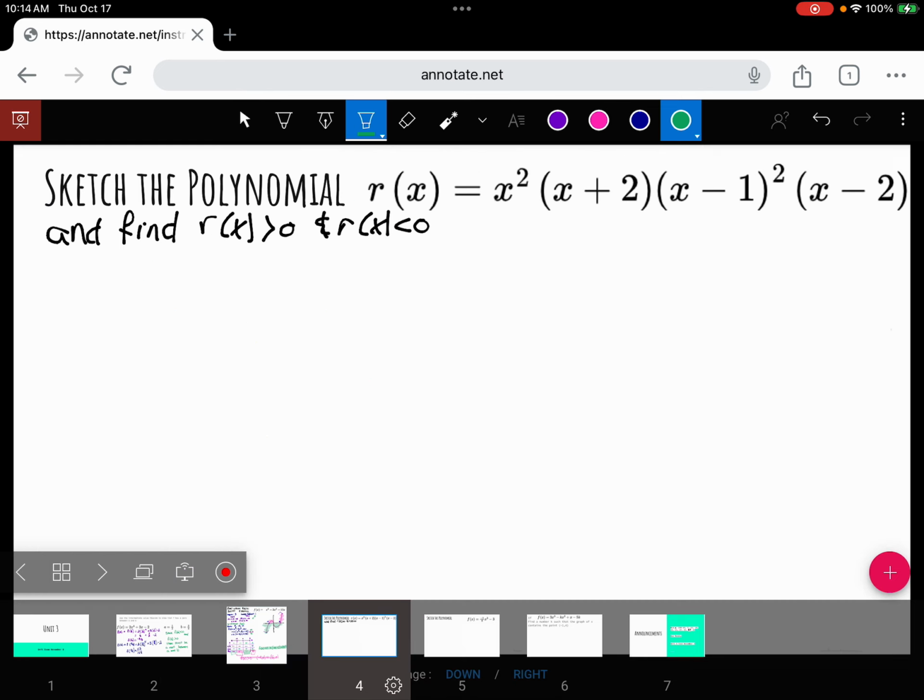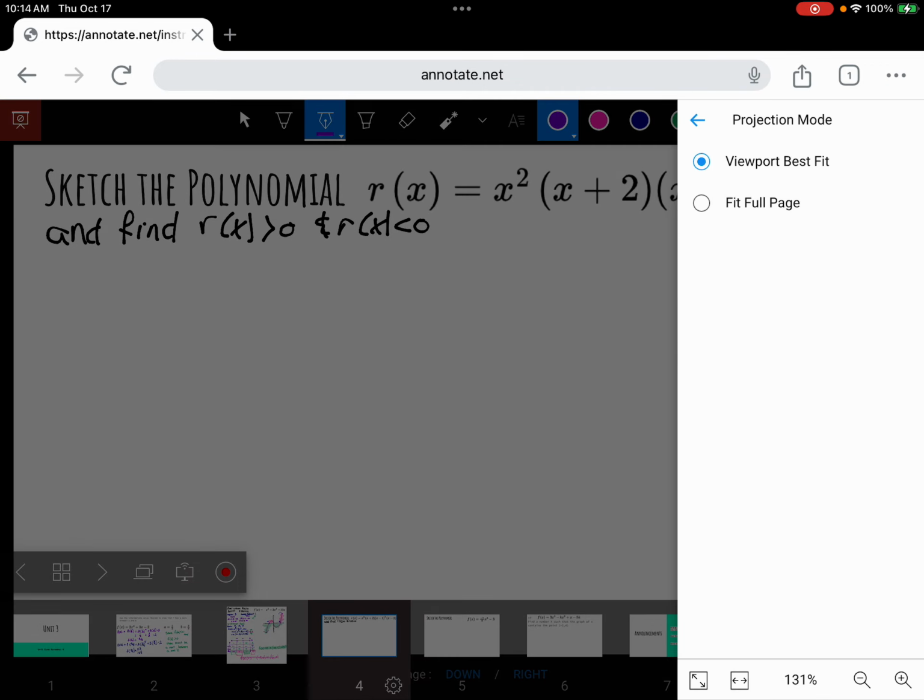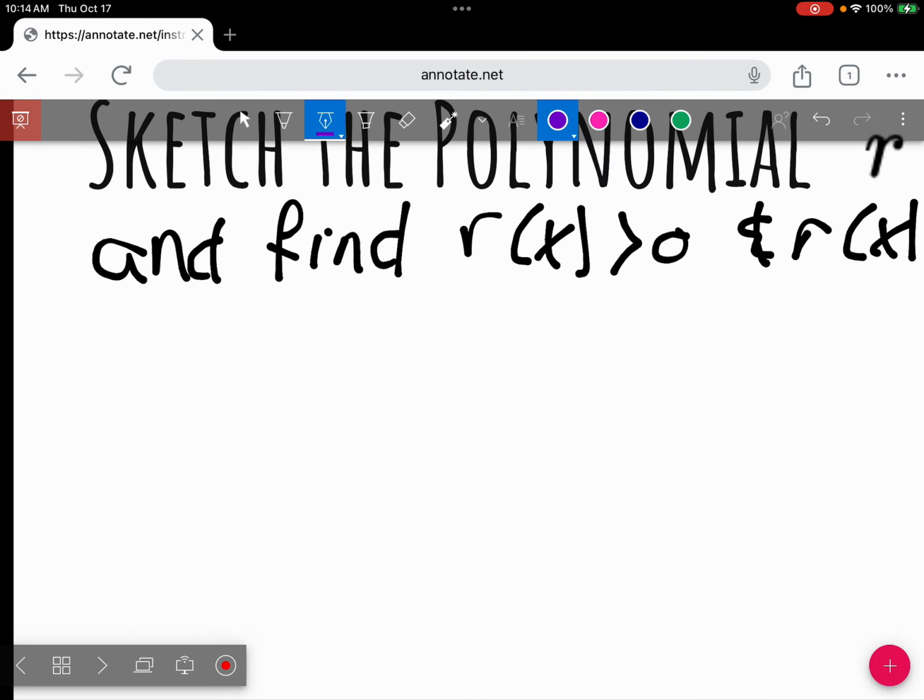All right. Let's do another one. Sometimes we'll get it in factored form. So we're going to do the same process. So we have r of x equals x squared times x plus 2 times x minus 1 squared times x minus 2.